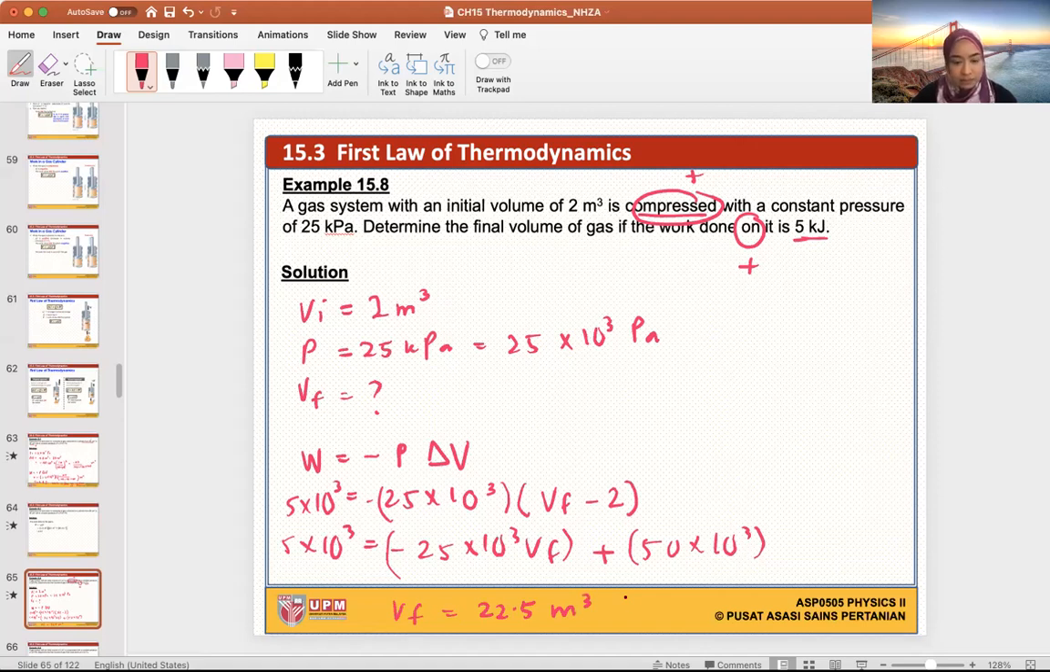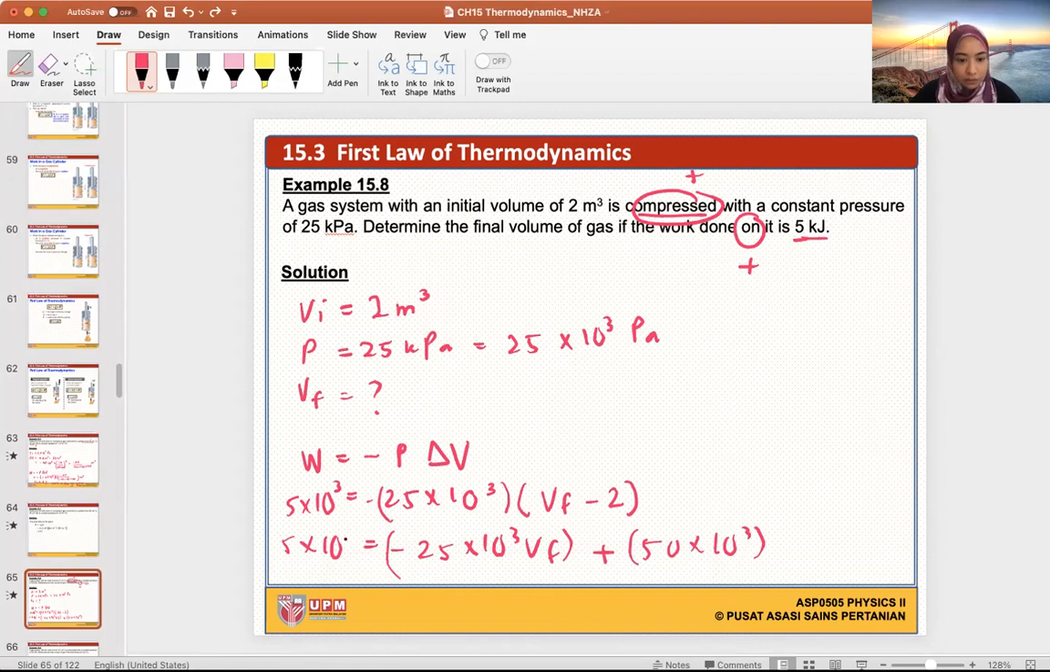Should be compressed. Okay, this is wrong. I made a mistake in the calculation. What am I missing here? 5 kPa to 25 kPa, right. If it is compressed, the V final should be smaller than the initial volume. What's going on here? Okay, I'm going to try again.